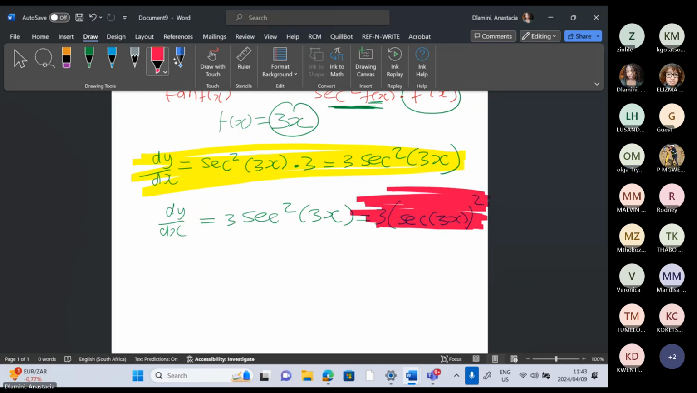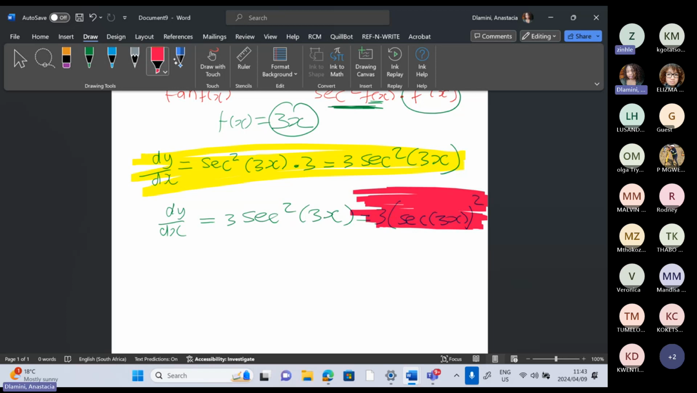Guys? Which rule are we using? Power rule. The power rule. Yes. Chain rule. Chain rule. Thank you. There's a chain.